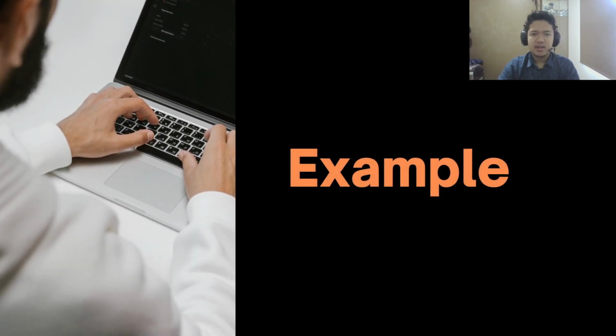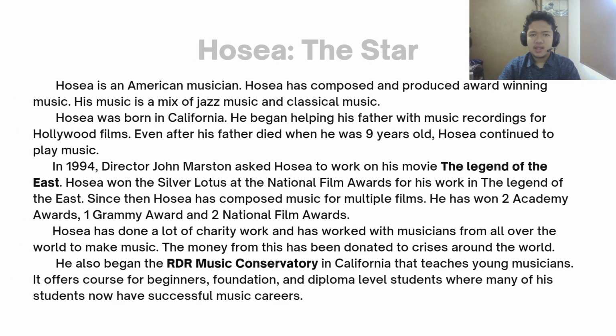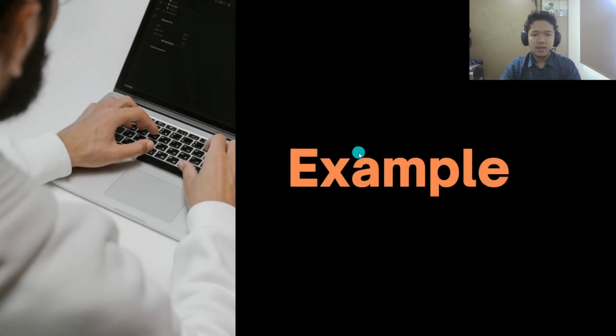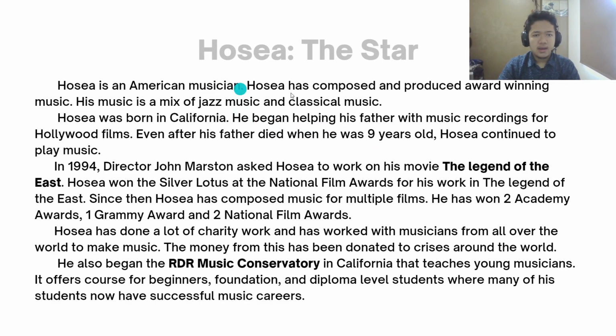And here's the example of skimming. There's an article, and the first thing you need to do is look at the title, and it's called Hosea the Star. After the title, you need to read the first paragraph, and the first paragraph tells you about who Hosea is and what kind of music he made.